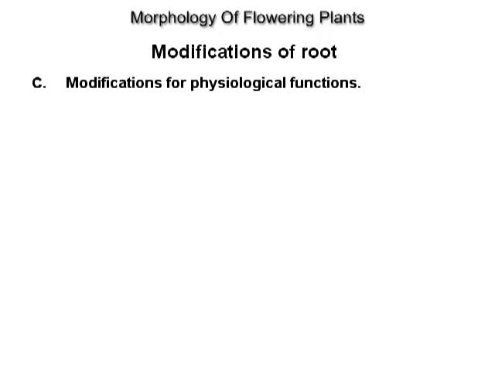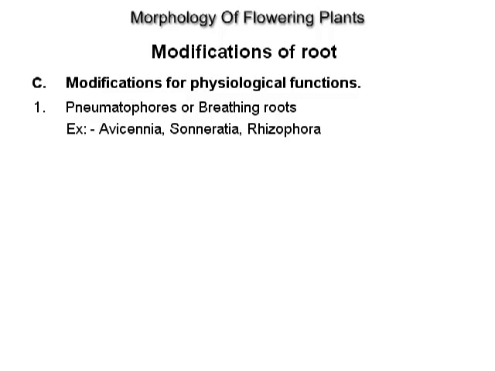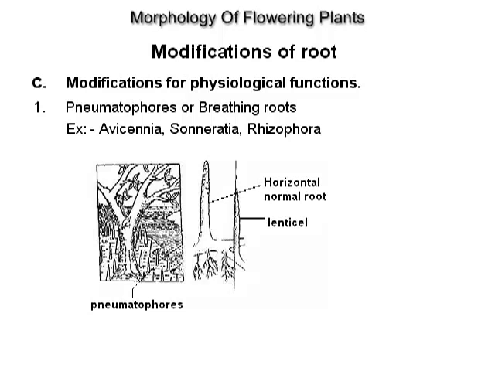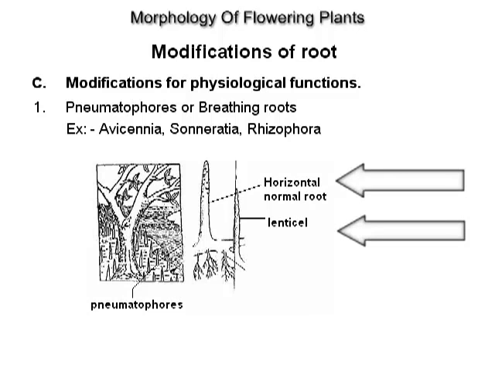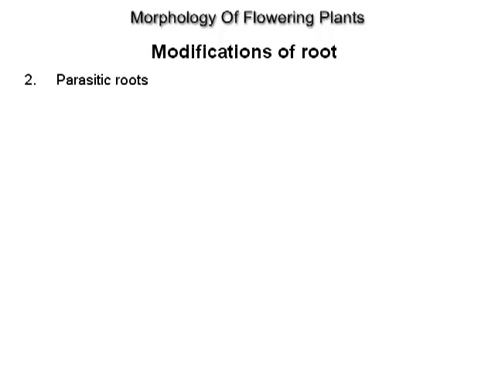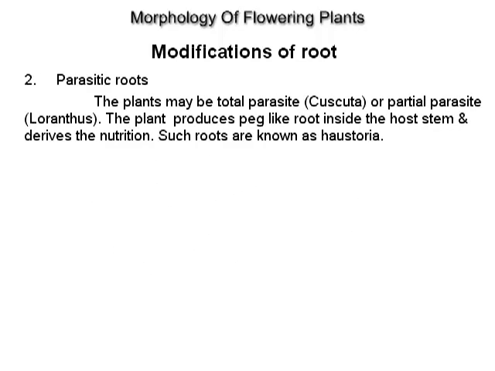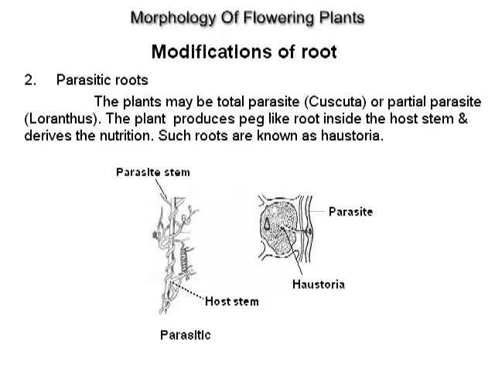Modifications for physiological functions. Pneumatophores or breathing roots. Example, Avicennia, Sonneratia and Rhizophora. Parasitic roots. The plants may be total parasites like Cuscuta or partial parasites like Loranthus. The plant produces peg-like roots inside the host stem and derives nutrition. Such roots are known as haustoria.